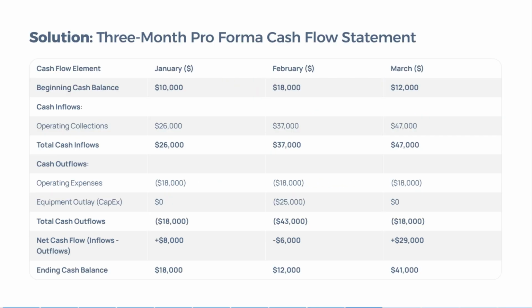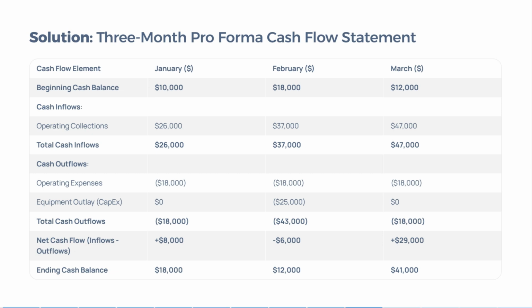Now we bring it all together into the final pro forma cash flow statement. January. Starting cash of $10,000 plus inflows of $26,000 minus outflows of $18,000 gives a net cash flow of plus $8,000, leaving an ending balance of $18,000.